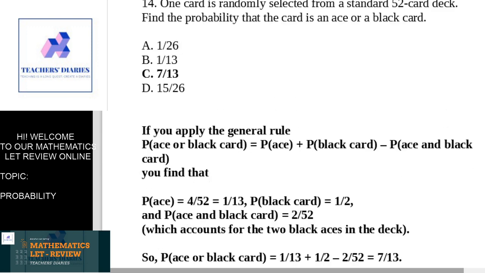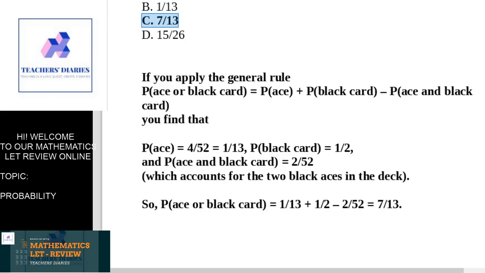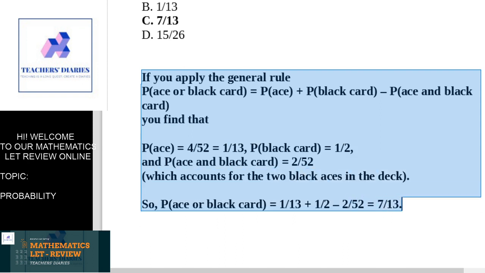Next, number 14. One card is randomly selected from a standard deck of cards. Find the probability that the card is an ace or a black card. The answer is 7 over 13. And here is the explanation. If we apply the general rule, P of ace or black card is equal to P of ace plus P of black card minus the P of ace and a black card. That "and" signifies the intersection of both ace and black.